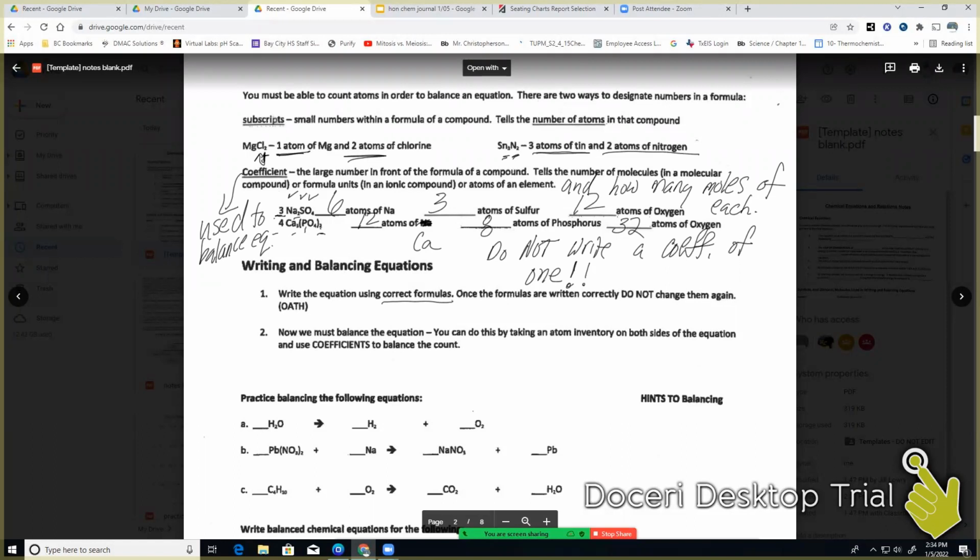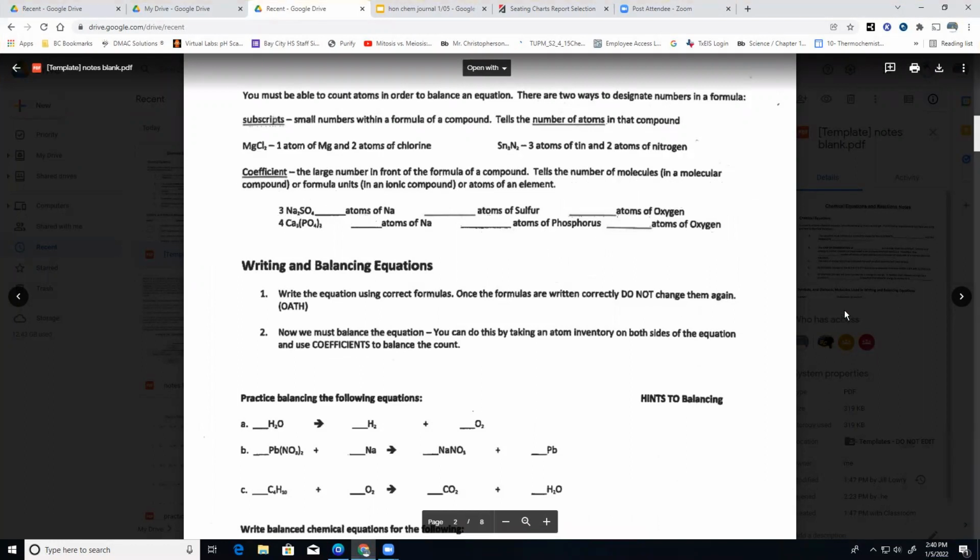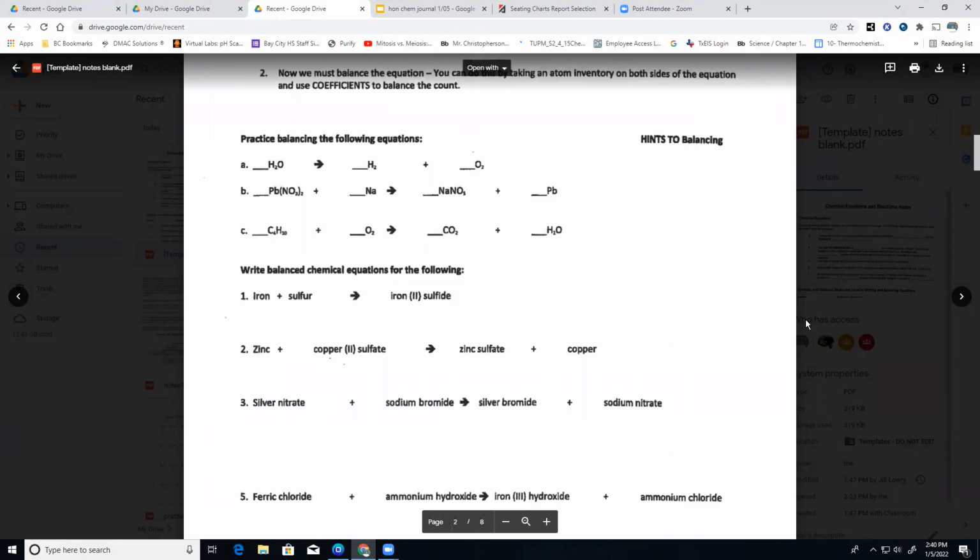Once the formulas are written, you do not change them again. That is not how you balance equations. After you've done that, you balance the equation, and you're going to want to take an atom inventory first on both sides of the equation, and then you're going to adjust your coefficients to balance the equation. You're not going to change your subscripts. All right, so let's look at a couple on here, and then we'll go back, like I said, and do more practice. So we'll just start with the first one.